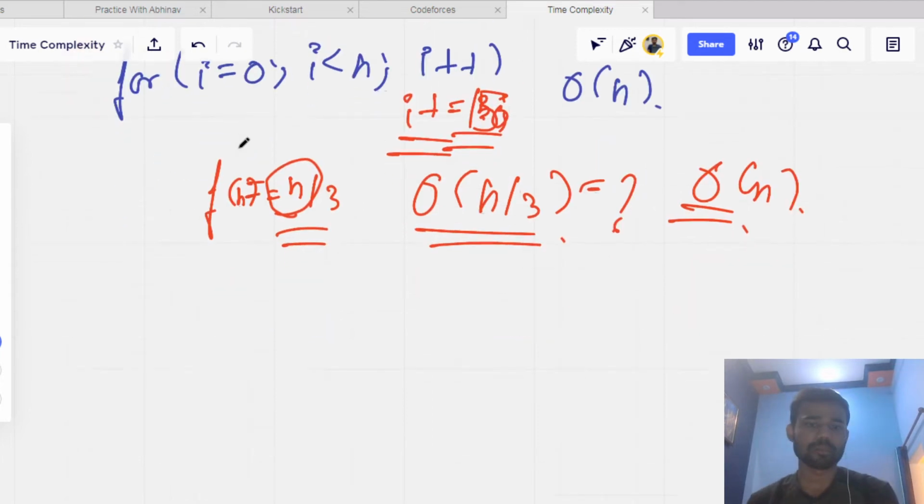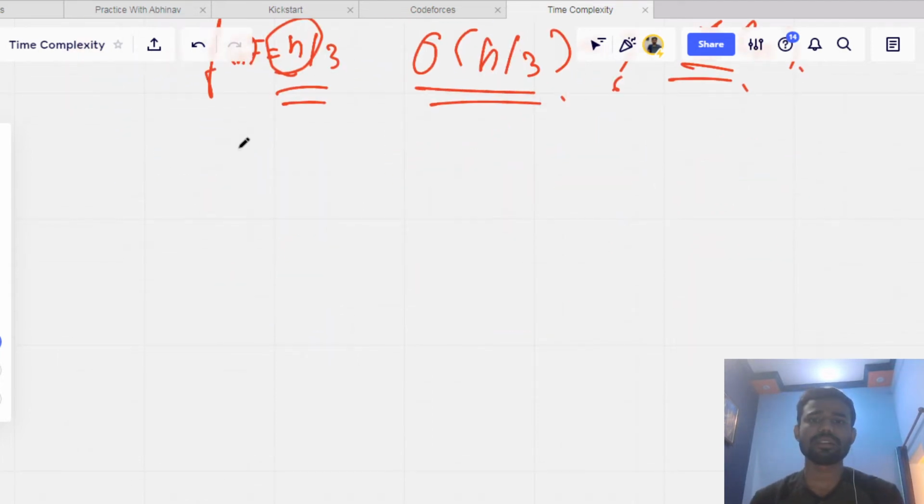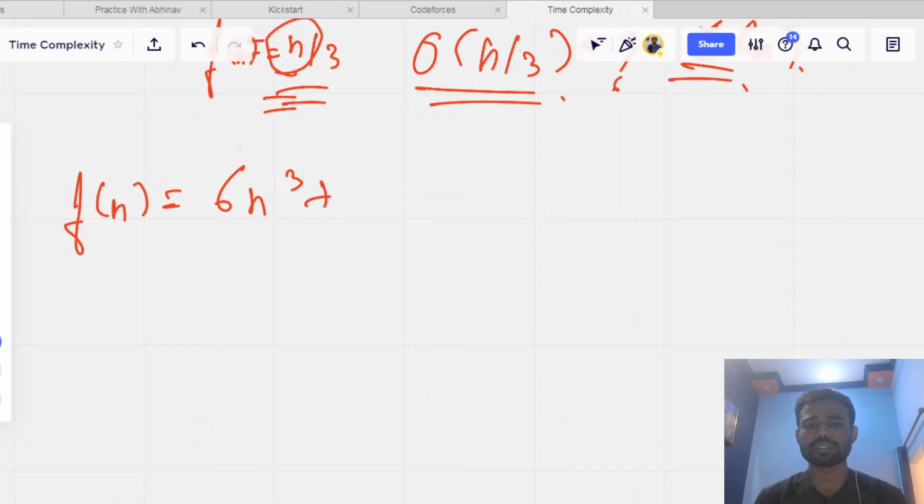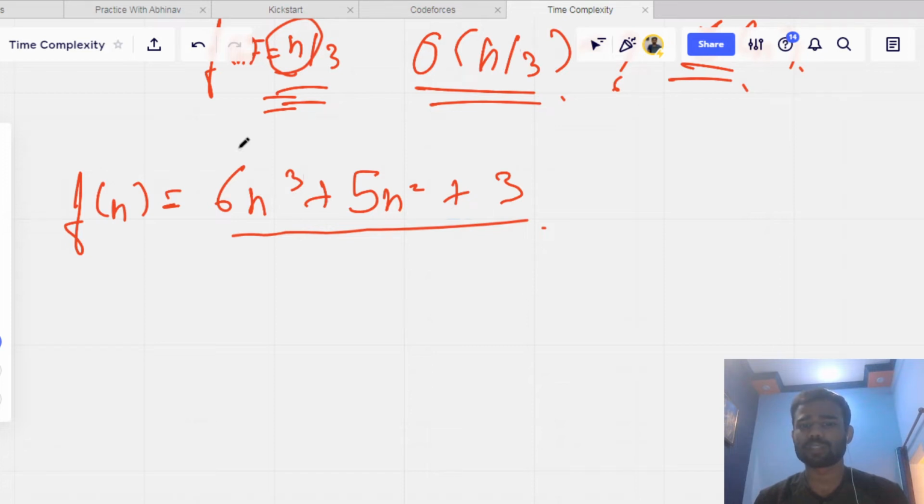One more example. Like here it was n by 3, the operation is running n by 3 times. Let's take an example of 6n cube plus 5n square plus 3. This is a particular function. If I ask you what the time complexity of this function is, then you can say that it is O of 6n cube plus 5n square plus 3. But it is not like that. It's just O of n cube. The time complexity of this function is O of n cube.